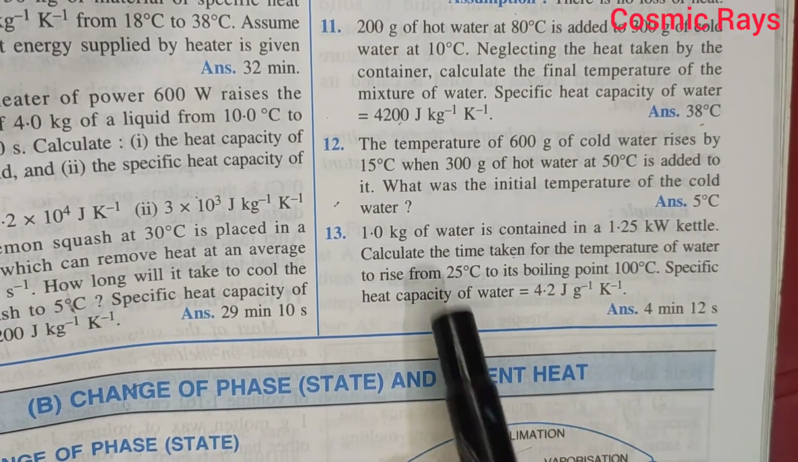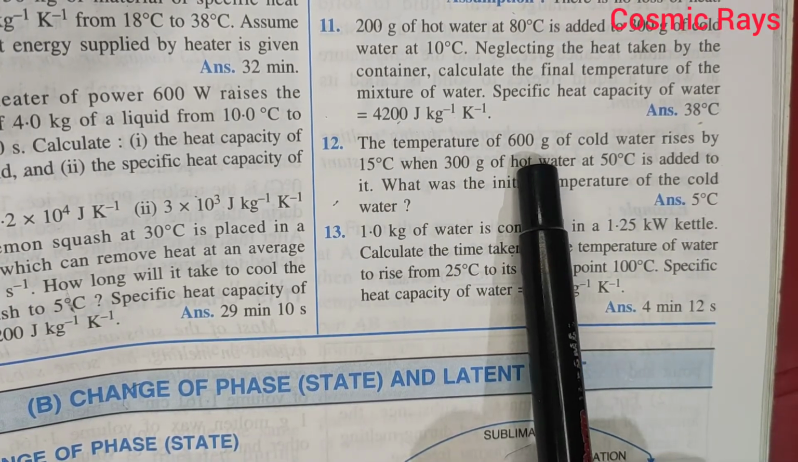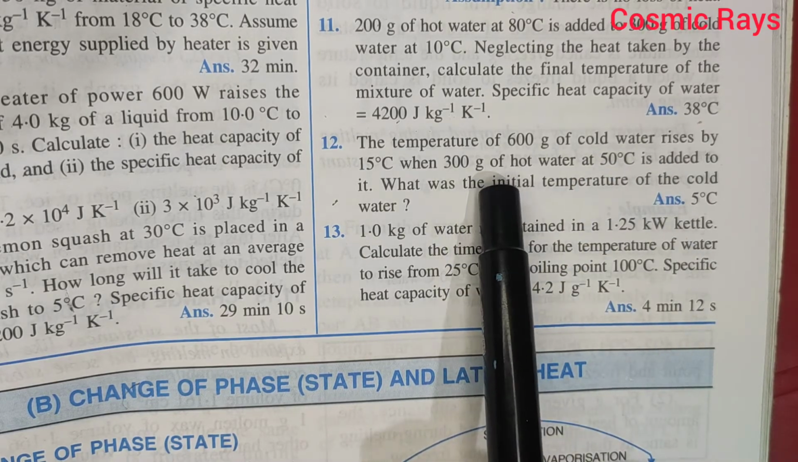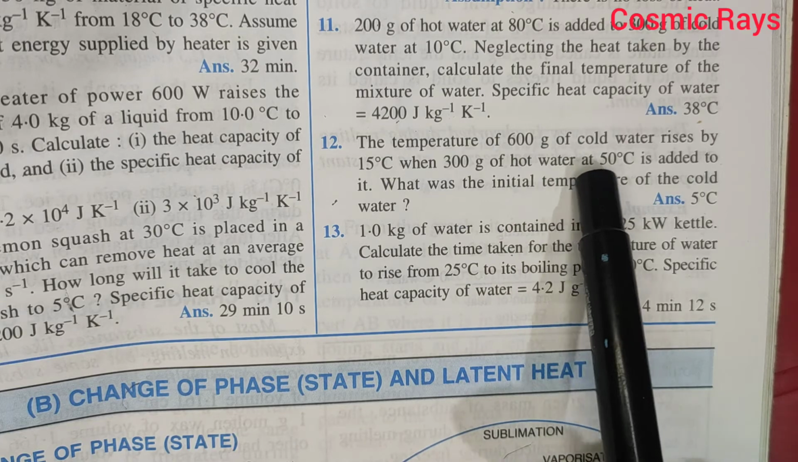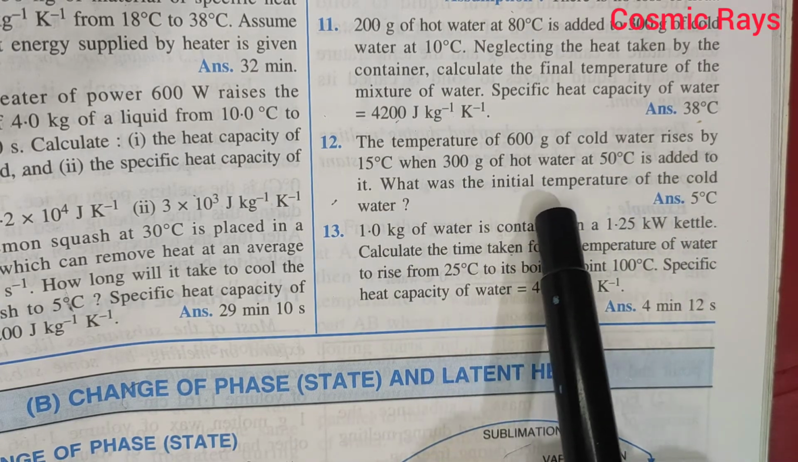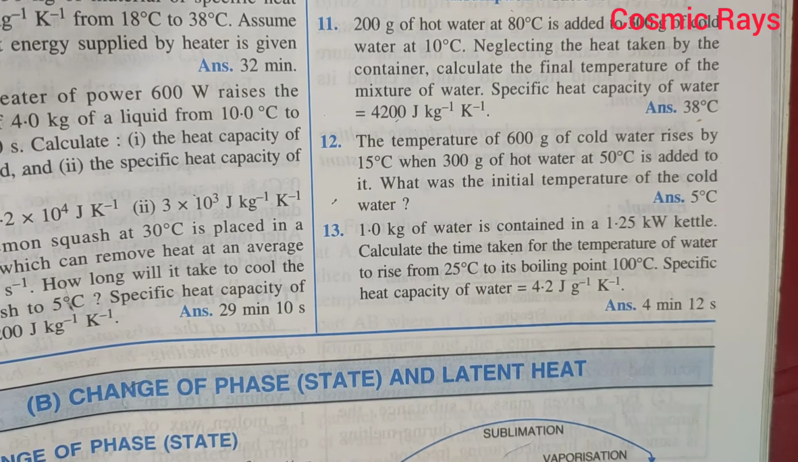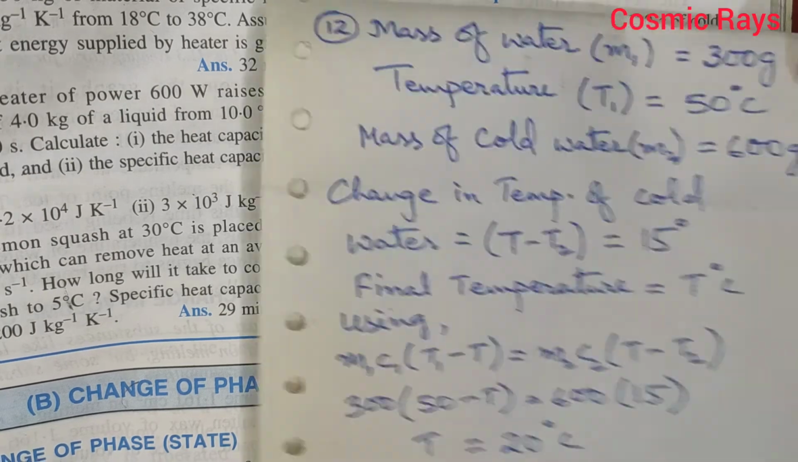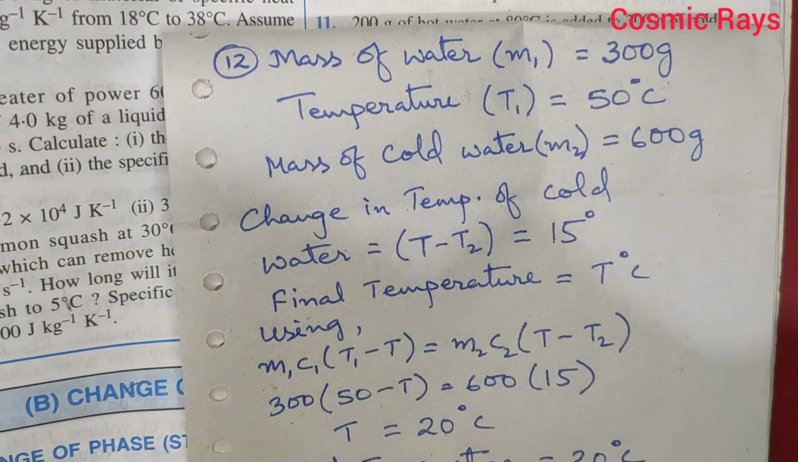Numerical number 12 says the temperature of 600 grams of cold water rises by 15 degrees when 300 grams of hot water at 50 degrees is added to it. What is the initial temperature of the cold water? So here we will write the given things as well. So this is what we have written.